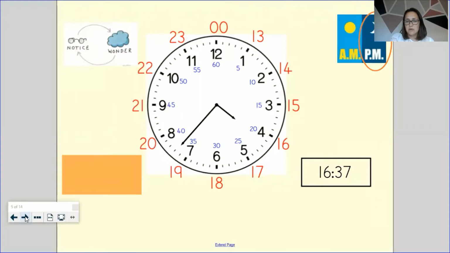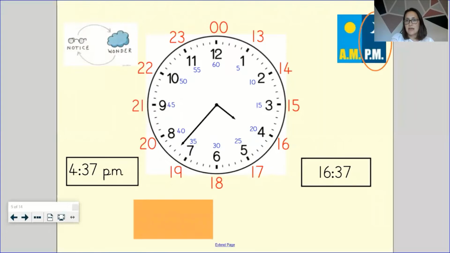Having a look at this one, have a pause, work it out for yourself. What is the time going to be on our 12-hour digital display? It is going to be 4:37 p.m.